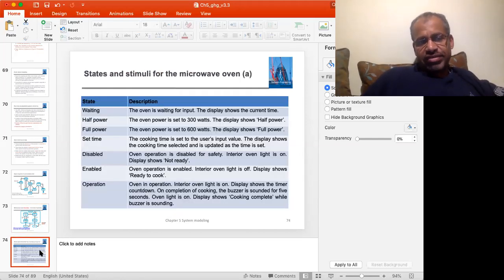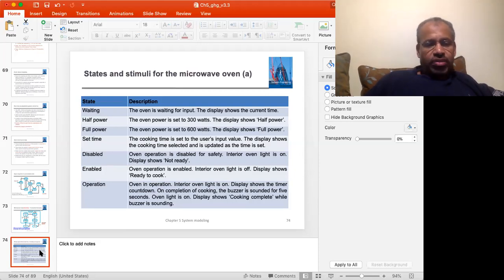There are further descriptions here. Let's look at the states then. We describe the states. So waiting: we just give more details, we elaborate, to explain to the reader what waiting is, what is involved in waiting. So we say here, the oven is waiting for input, the display shows the current time. What is set time? What is this state?